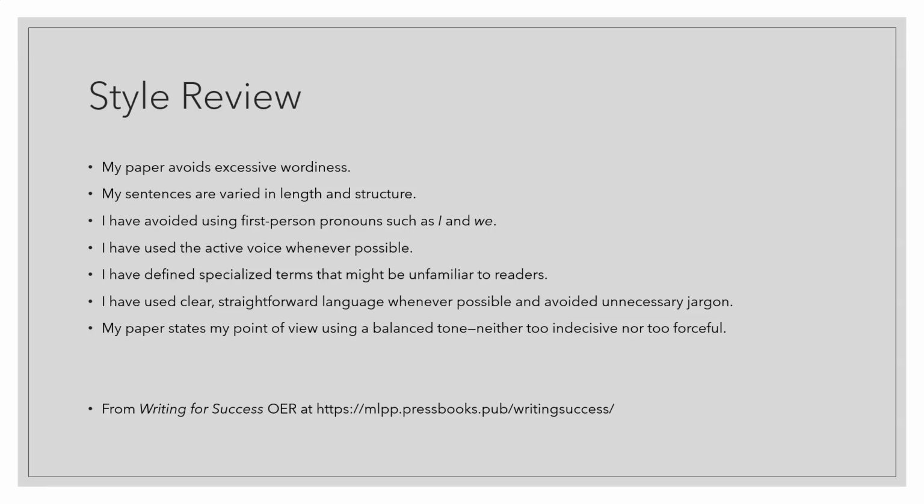The next chunk that I want to look at is a style review, and that's how I've actually written. Okay, so we've looked so far at organization, the structure of the essay. We've looked at cohesion, which really deals with the kind of content and the way the content fits together. A style review is where I actually look at how I've written. So I want to make sure that I've avoided excessive wordiness, and I also want to make sure that my sentences are varied in length and structure.